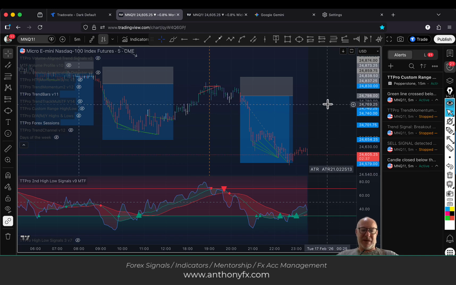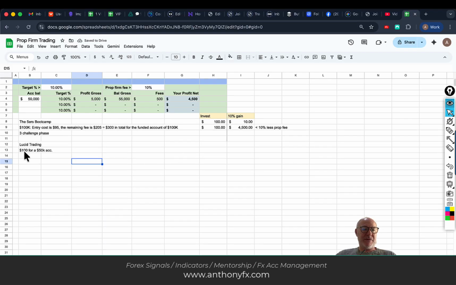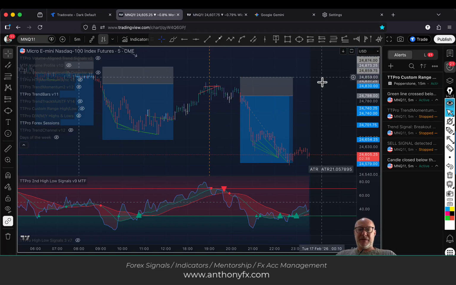Let's just have a look at that. Here it is. Roughly $100 for a 50K account, say with Lucid Trading, for example. Now, if you've got $100 and you gain 10% on that, you're going to earn $10, right? Or invest $100 to purchase a 50K account with, say, Lucid Trading. After you've gained a 10% target, for example, there's a $4,500 payout. Okay, so it just makes a lot more sense. Very low risk.